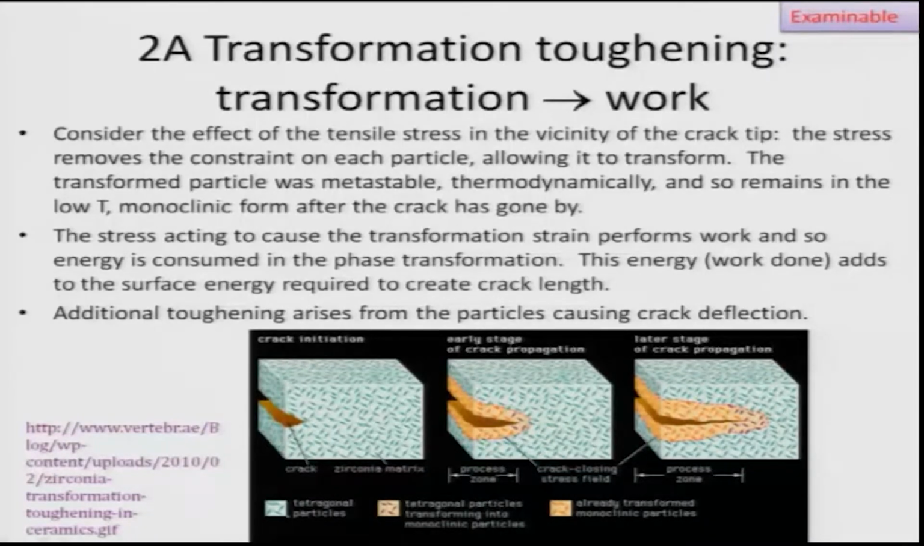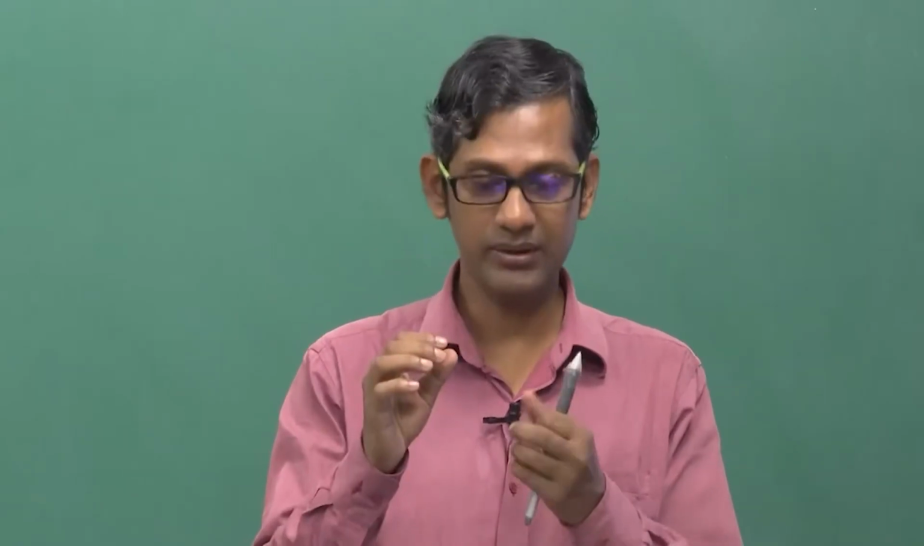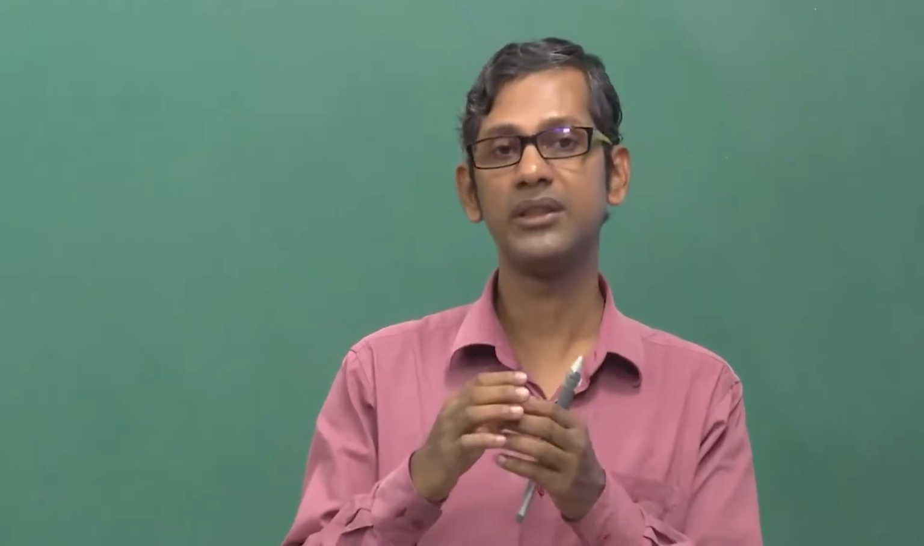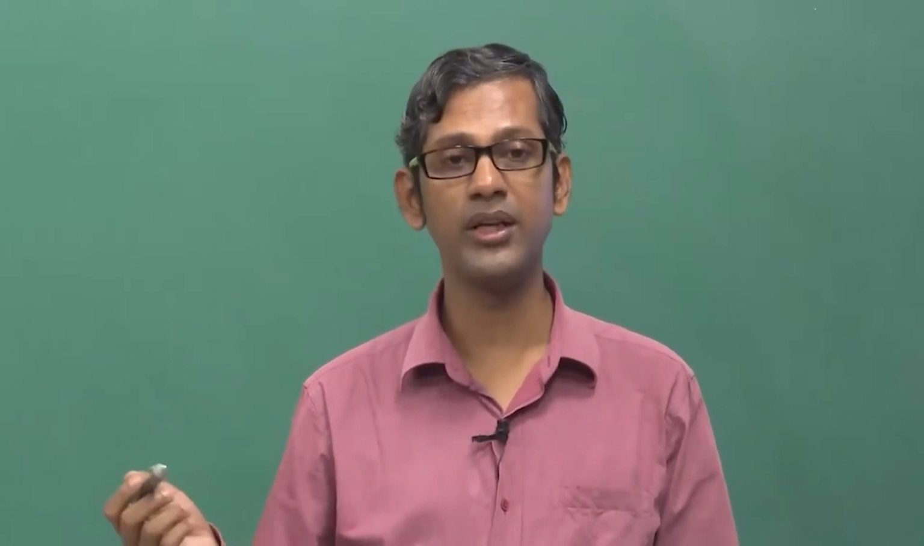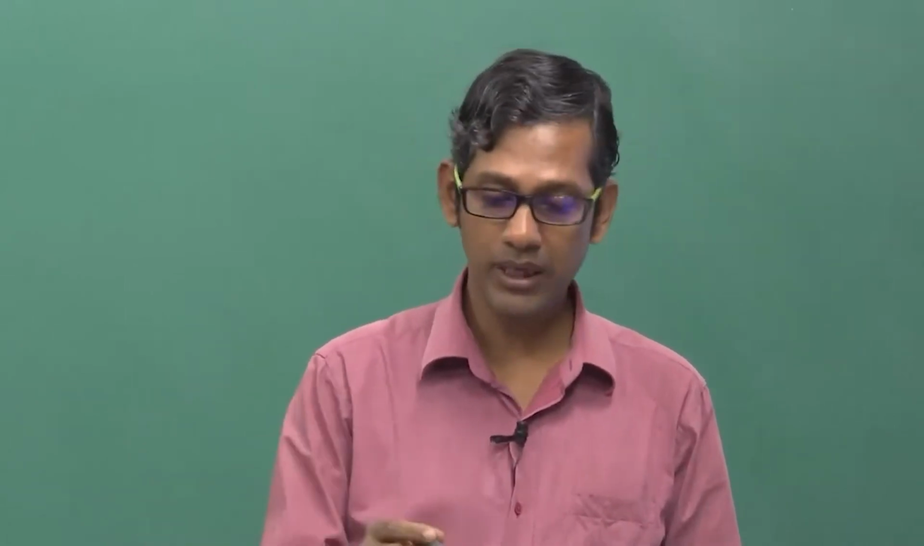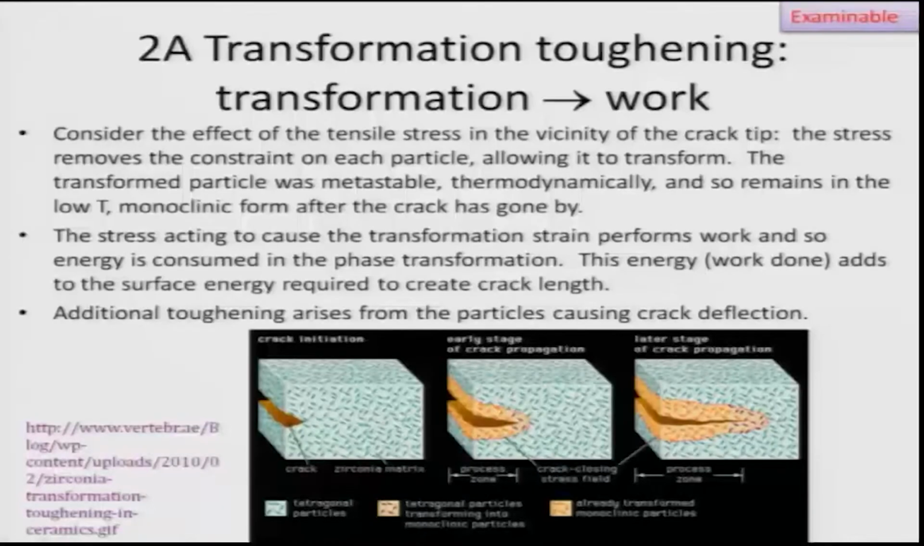Constraint means what? As I showed you, the sizes of the zirconium oxide tetragonal particles are more than 200 nanometers. They may not transform to monoclinic if you cool down to room temperature. So what will happen is that the stress can actually trigger the transformation, because stress can lead to volume change, and as the monoclinic requires higher volume, the transformation can happen. The transformed particles are thermodynamically metastable, so they remain in the monoclinic form even after the crack has gone.